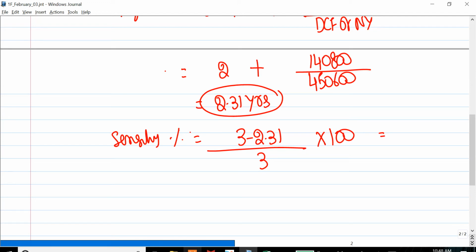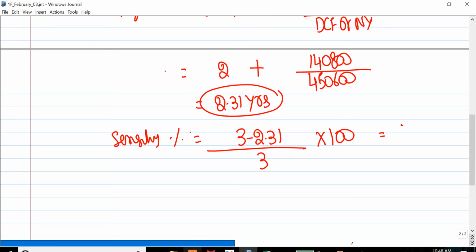See, the only rule is that change and base should be in the same unit. If the change is in years, the base should be in years. If the change is in rupees, the base should be in rupees. If the change is in selling price, the base should also be selling price per unit. So whatever way you are measuring, you will have to continue with the same way.